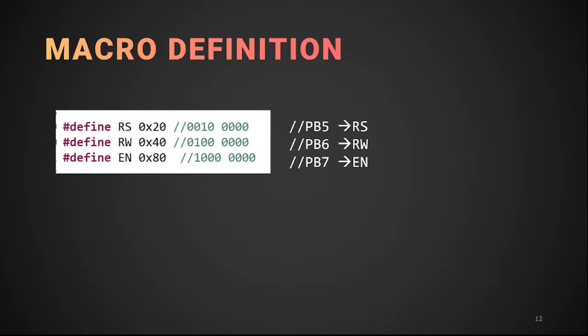Coming to the macro definitions, RS is 20 and RW is 40. This is the hex value; if you check the binary value, this is the code. We have given 20 because we use PB5, so you have to use this hex code. For PB6 it's 40, and PB7 is 80. So we have to define the macro for register select, because register select is connected to PB5, and PB6 is connected to read/write. Enable is PB7.